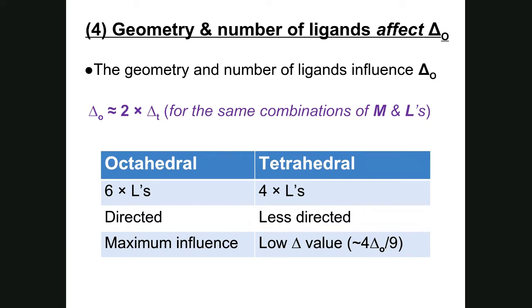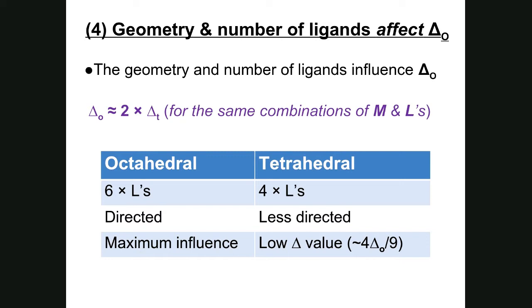The delta O is so big that electrons cannot afford to overcome it, to cross it and go to the high energy state. And as a result, in a strong field case, the electrons will populate the T2G orbitals until it is fully occupied before any electron can go to occupy the EG.